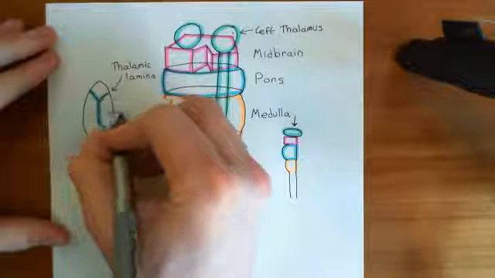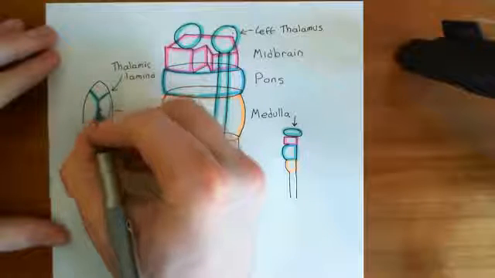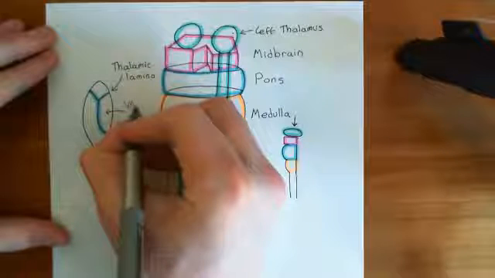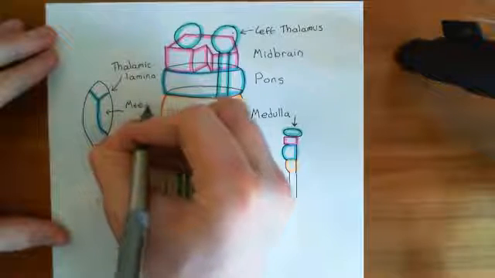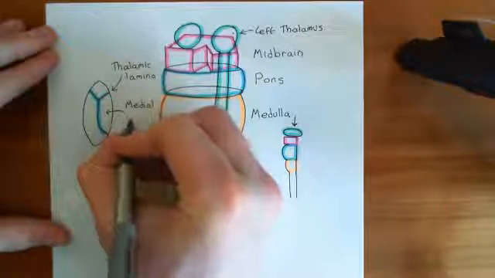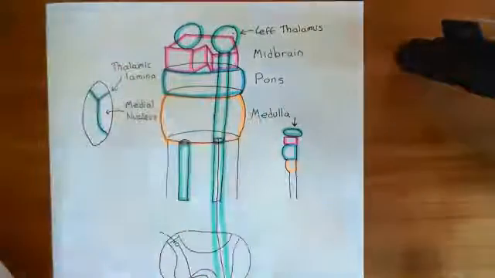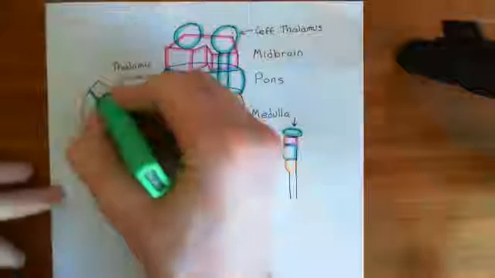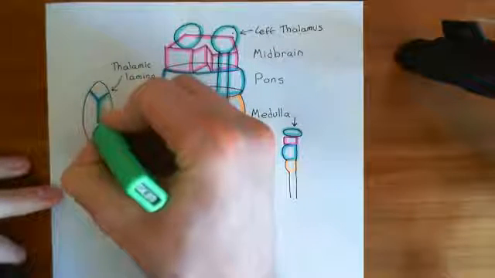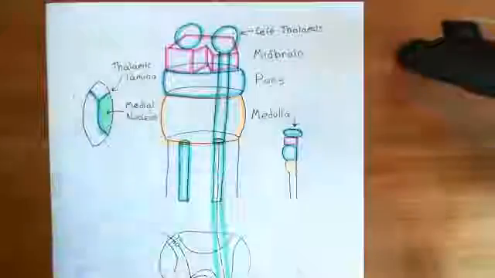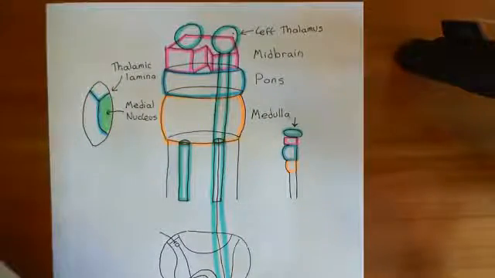So this big nucleus that you've got on the medial aspect of the thalamic lamina here, this is called the medial nucleus of the thalamus. Okay, and I will colour in the medial nucleus of the thalamus in green. So this here is the medial nucleus of the thalamus. This is not the one which the spinothalamic tract is heading for.